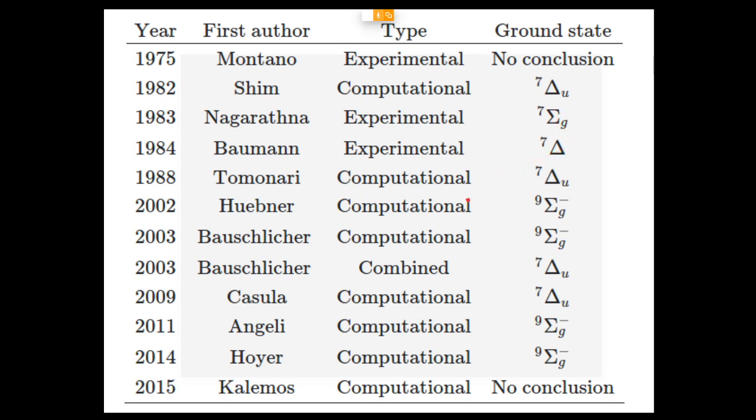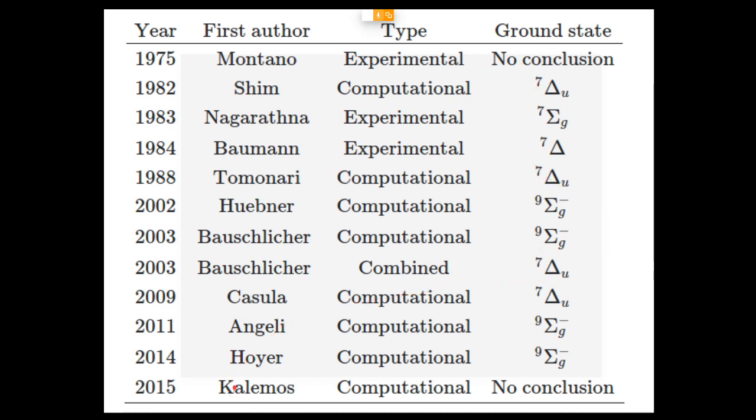And then there are more and more studies over the years. In 2002, now we have bigger computers and more sophisticated calculations, and they were able to find something that the experiments were not able to find: that the ground state actually has a multiplicity of 9. And then there are these combined hybrid approaches. In 2003, someone published a paper saying that the ground state is 7 delta u. That's originally what people were saying in 1982.